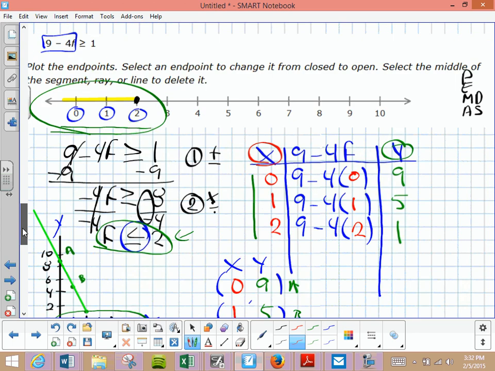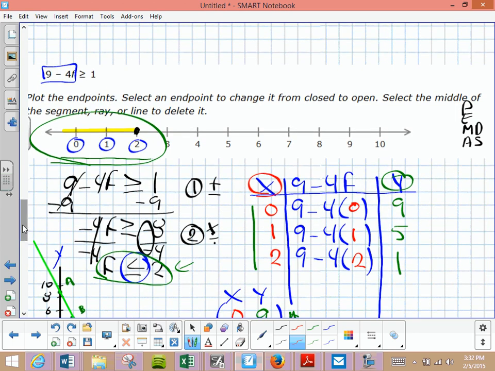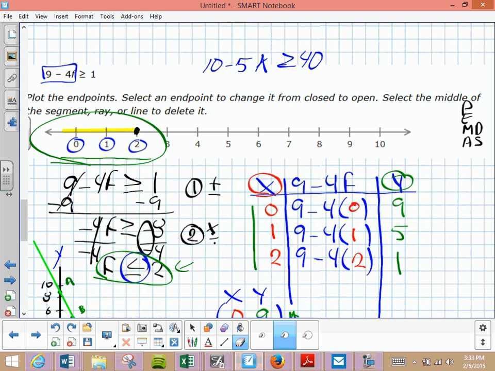All right, so let me go back to this one and give you an example that is similar to that. So for homework, you're going to do one that is 10 minus 5k is greater than or equal to 40. This should be easy. Actually, no, let's make it 15.